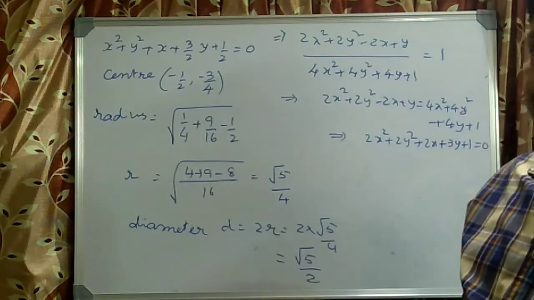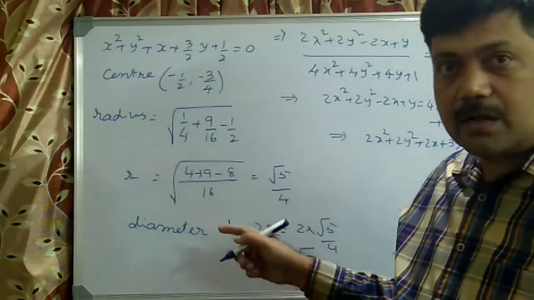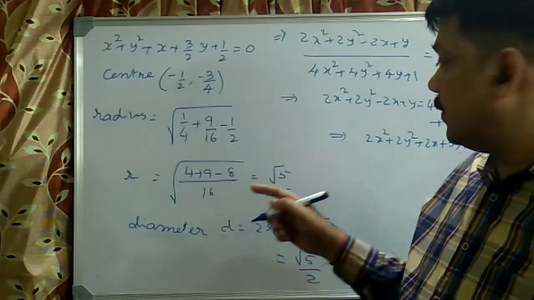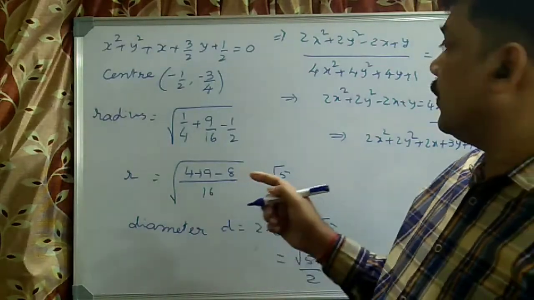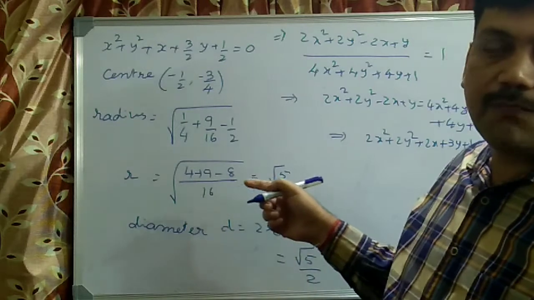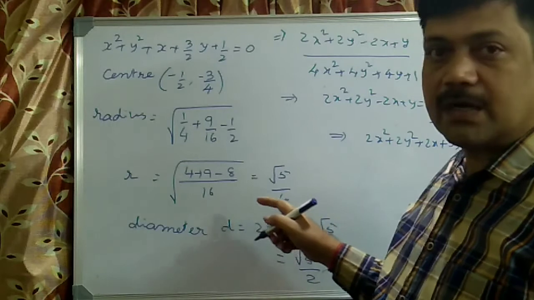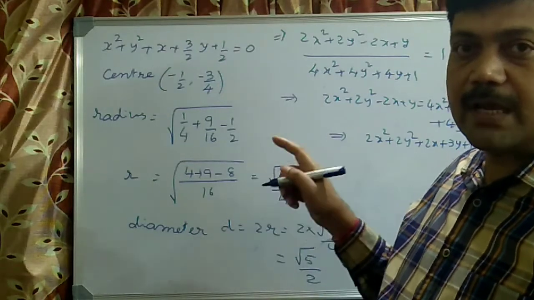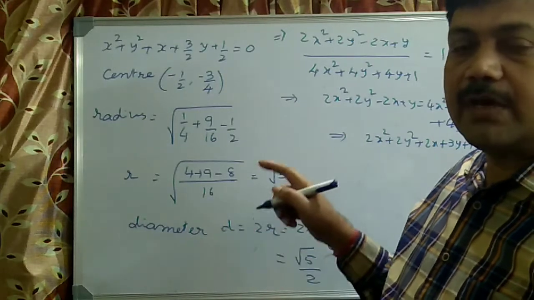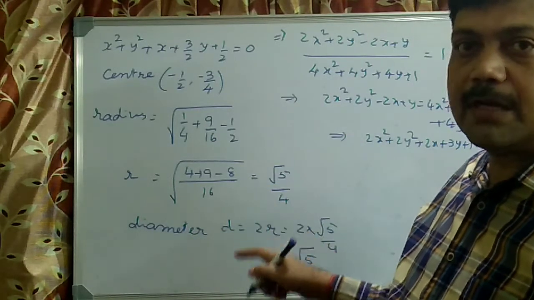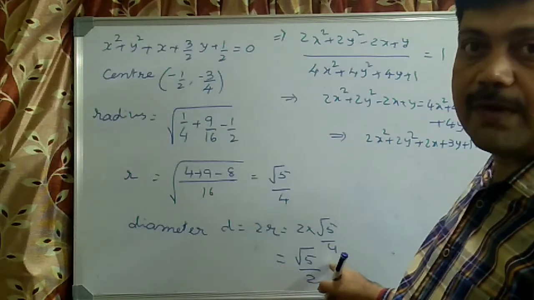In the question, to confuse you, it is given the diameter, not the radius. My friends, observe that students will make a silly mistake here: we got the radius, root 5 by 4, but in the options root 5 by 4 is not seen. See my friends, be careful about this. In the question we are not asked about the radius, we are asked about the diameter. So keeping this in view, our answer should be perfect.